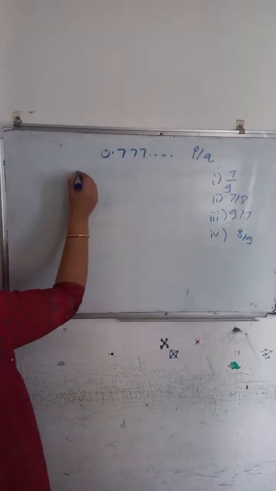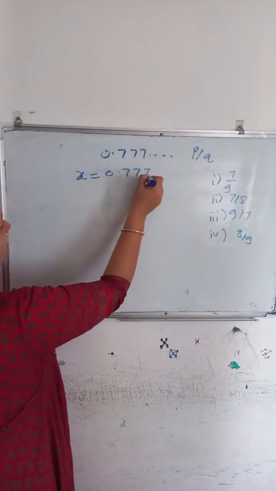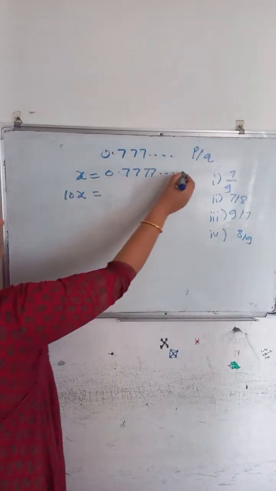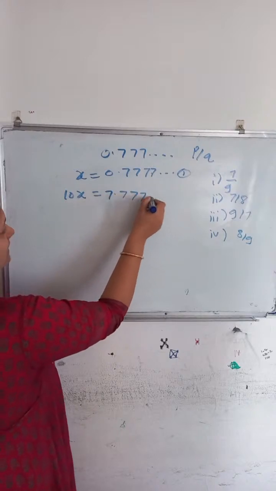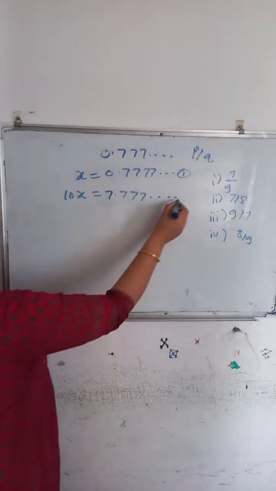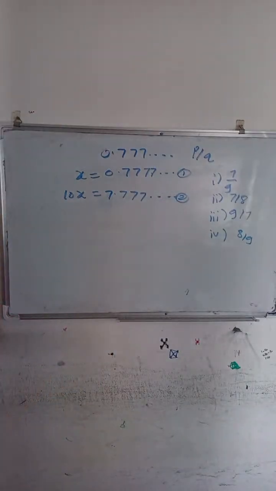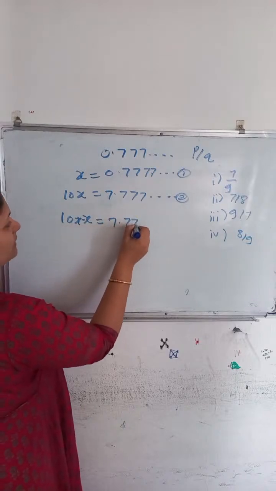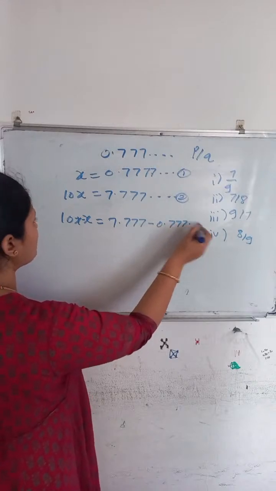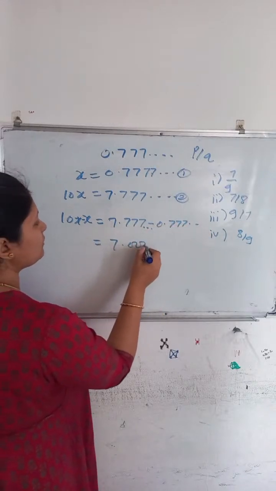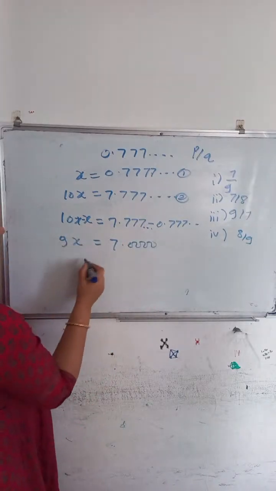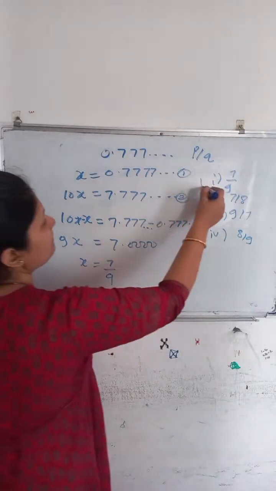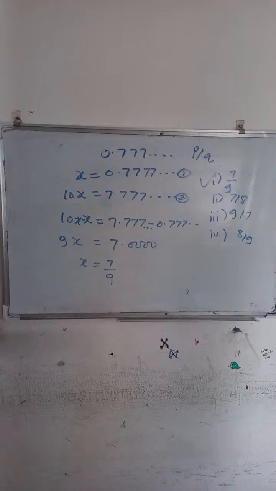Okay, so here you can assume x as 0.777 and so on. If I multiply by 10, 10x, to this equation number 1, then this will become 7.777 and so on. This is equation number 2. Now if you subtract, 10x minus x, that is 7.777 minus 0.777 and so on, we get 7.000. This is nothing but 9x. So x is equal to 7 by 9. So is the answer 7 by 9? Option 1 is the correct option.